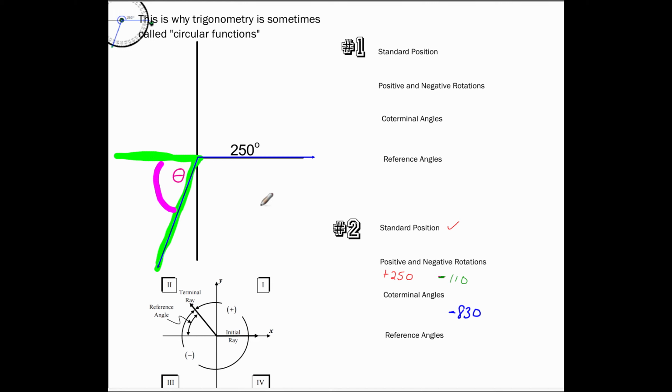And can you figure out how big theta is? Well, let's see. The whole thing was 250 degrees. I'm only looking at this purple section right here, which means I'm ignoring this part of my 250. Hey, and guess what? That part I just ignored was 180 degrees. So if I subtract 250 minus 180, you got it. That reference angle right there happened to be 70 degrees.